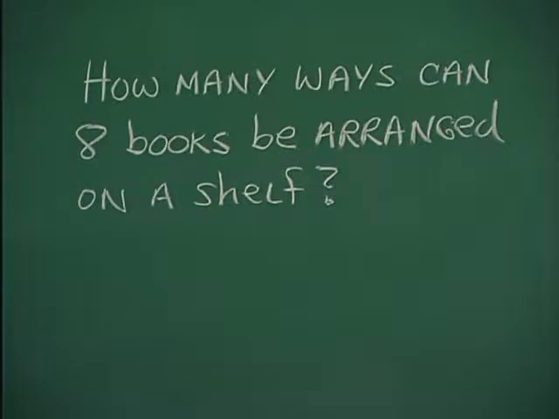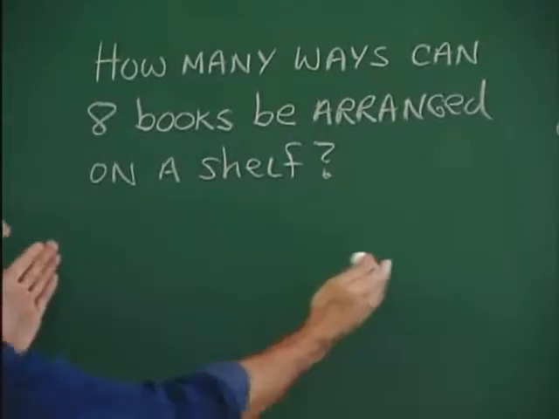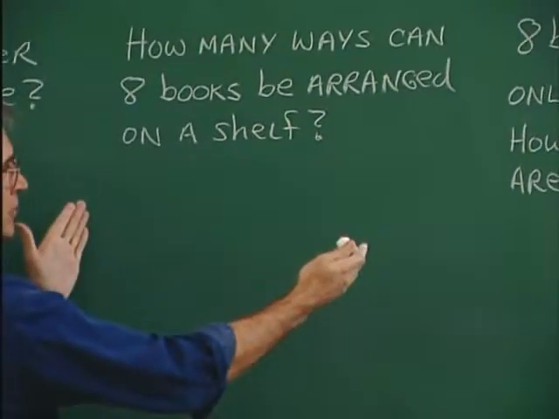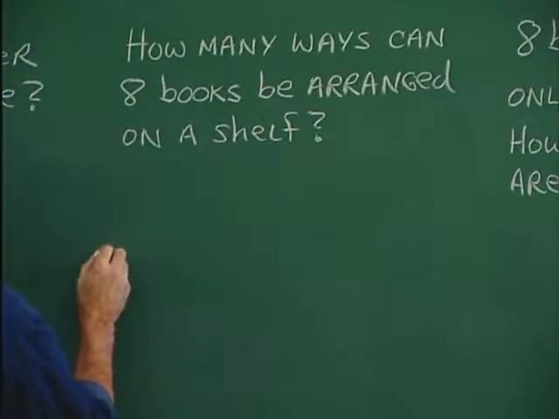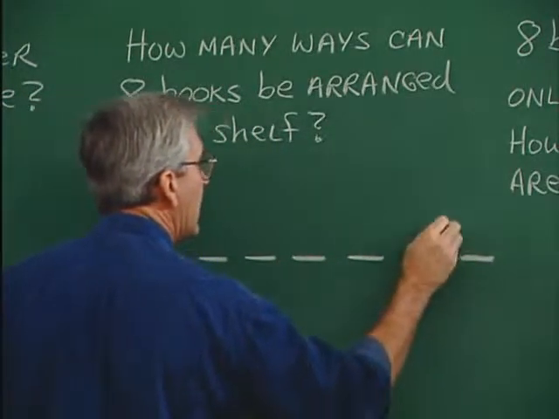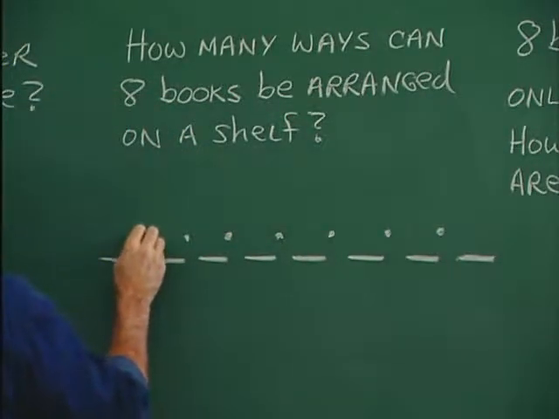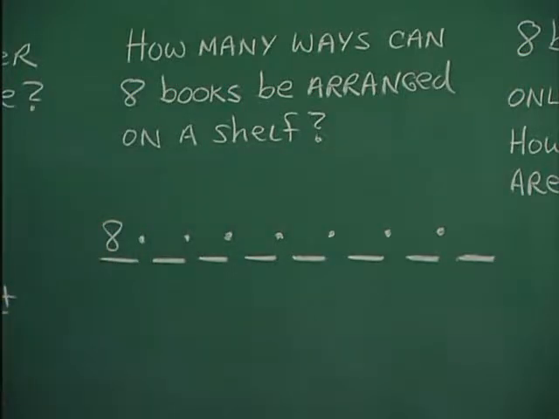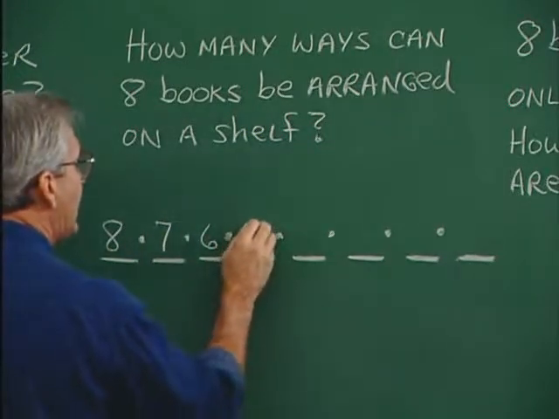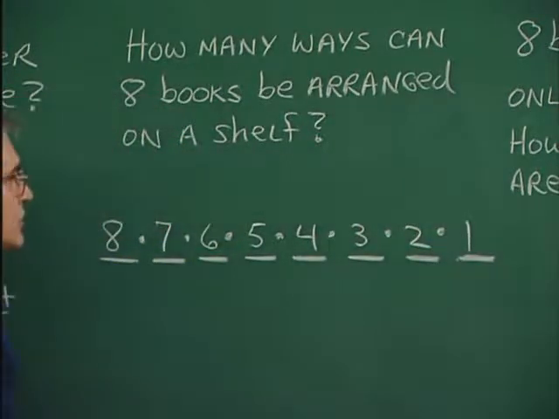Here's another one, same idea. How many ways can 8 books be arranged on a shelf? Well, if we have 8 books, we have 8 positions for choices. I'm just going to write 8 blanks. And how many choices do we have for the first book? Well, we have 8 books to choose from. After we've placed that first book on a shelf, we only have 7 choices for the next book, and then 6 for the one after that, then 5, then 4, 3, 2, and 1 for the last choice.